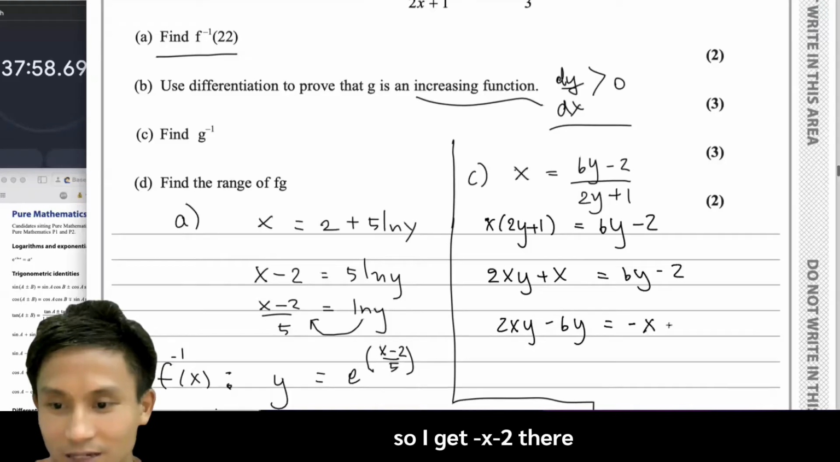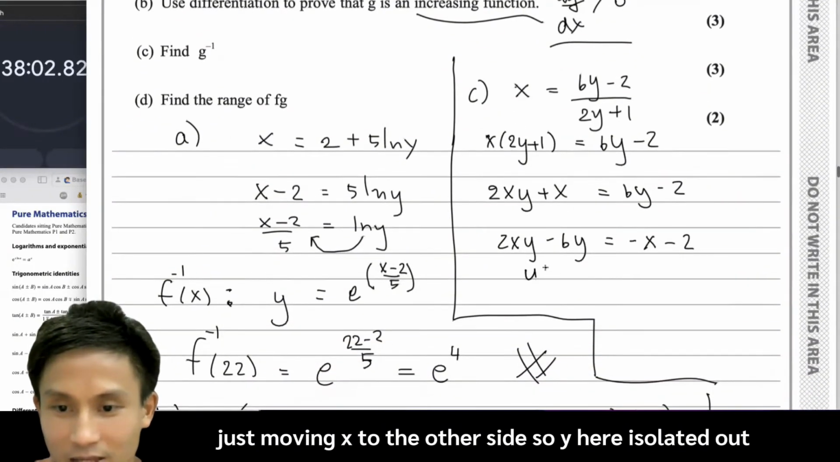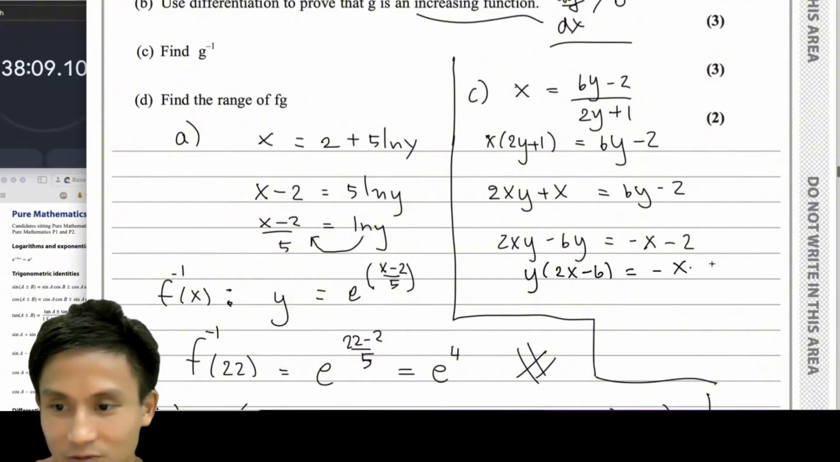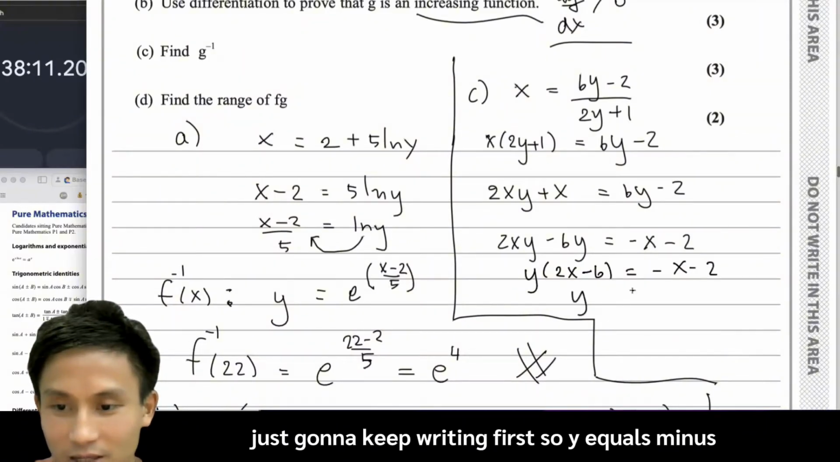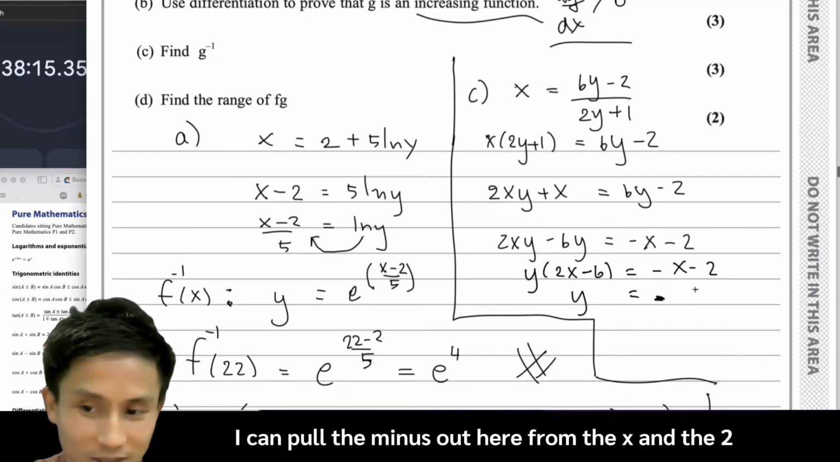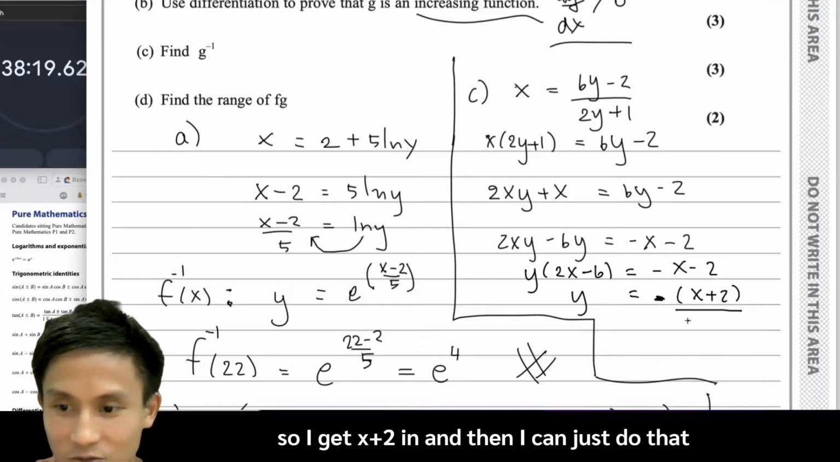So I get -x - 2 there, just moving x to the other side. So y here, isolated out, factorized out, I get 2x - 6 there. Just going to keep writing first. So y equals minus, I can pull the minus out here from the x and the 2. So I get x + 2 in the brackets.